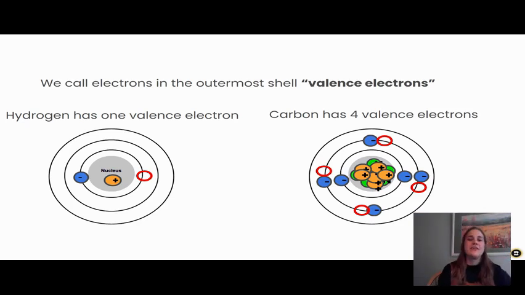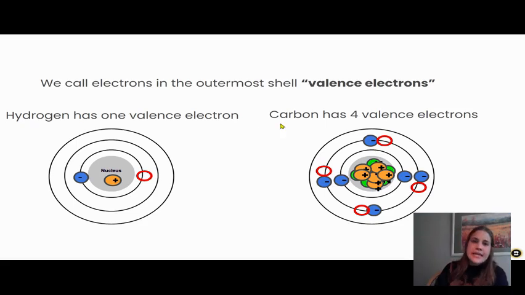All right, so we call those electrons in the outermost shell valence electrons. That's a new vocab word for us. It just means the most outside electrons. And so hydrogen has 1 valence electron floating here. Carbon has 4 valence electrons. And it's not talking about the lack of electrons. It's talking about the electrons that they do have in whichever shell is the furthest out for that element. So that's learning target 2.